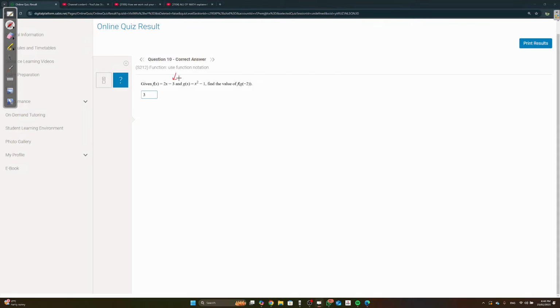Given f of x is 2x minus 3, g of x is x squared minus 1. What's f of g of minus 2? Substitute minus 2 here. Minus 2 squared is 4. 4 minus 1, 3. Then substitute 3 here. 2 times 3 minus 3 is just 3.